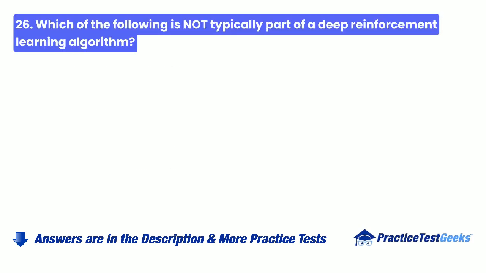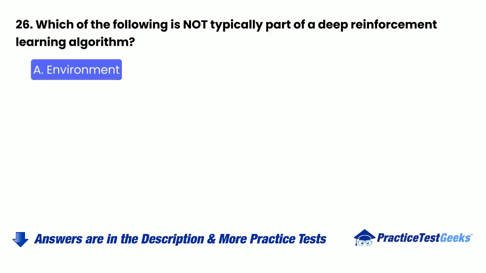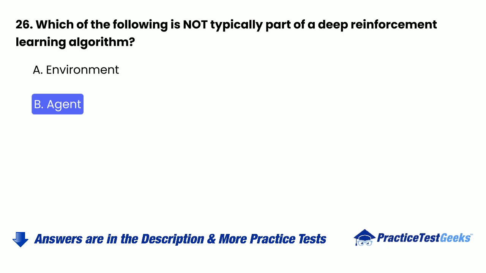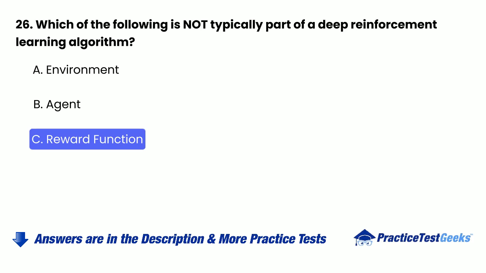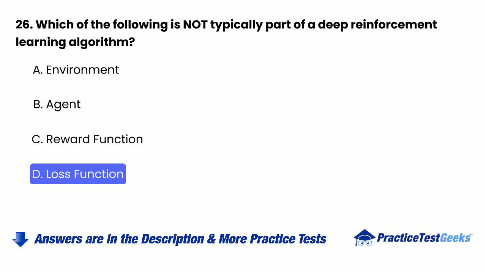26. Which of the following is not typically part of a deep reinforcement learning algorithm? A. Environment. B. Agent. C. Reward function. D. Loss function.